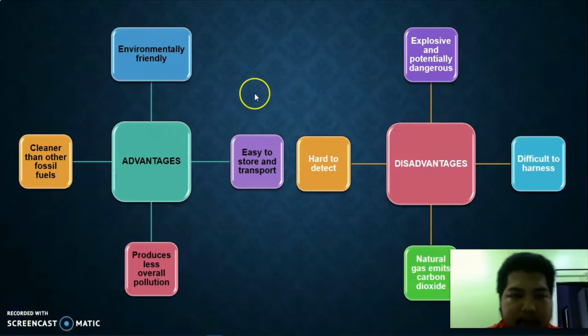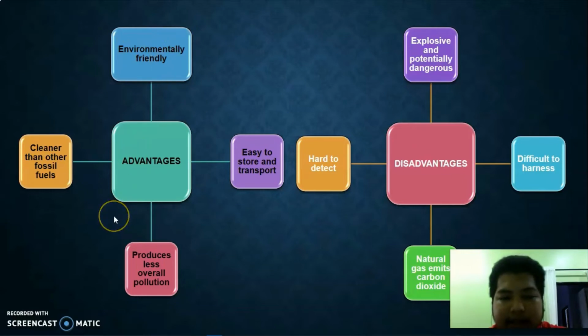Okay, this is the advantages and disadvantages of natural gas. For advantages, firstly, environmentally friendly. Natural gas is less disruptive to the environment than coal mining. Mining coal can overtake entire hillsides to extract fuel. When extracting natural gas, the ground stays mostly intact.